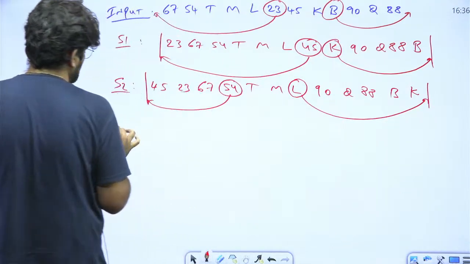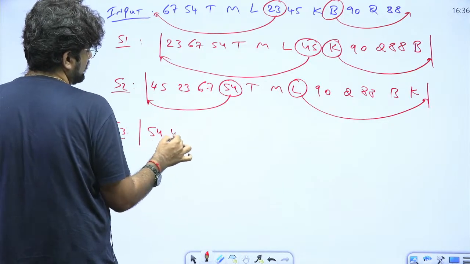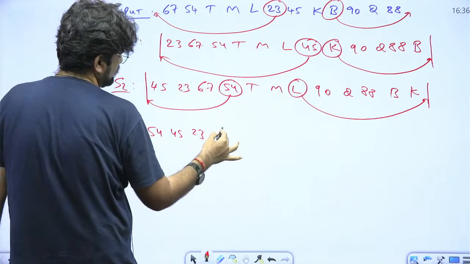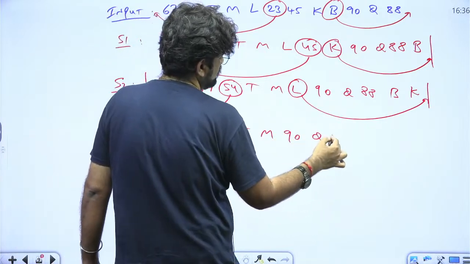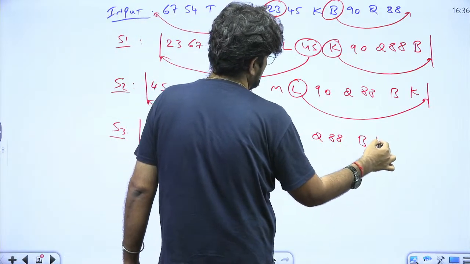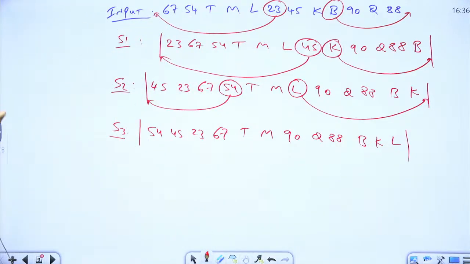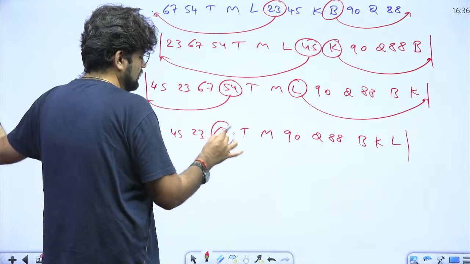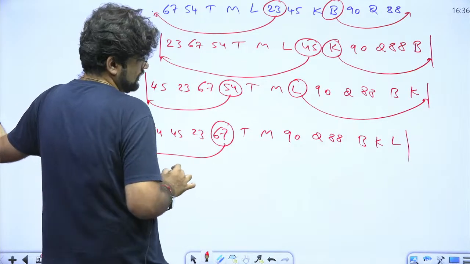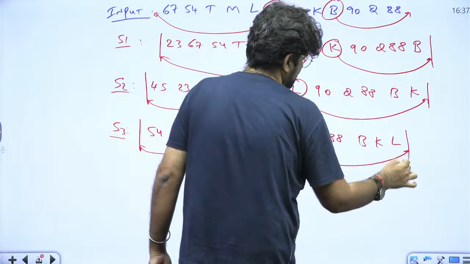Okay. So what is my step 3? Step 3 will be push back 54, 45, 23. Rest of them will be the same: 67, T, M, 90, Q, 88, B, K, L, push back. Okay. Next, after 54, the next number is 67. So we'll bring it here. And after L, the next is M. So we'll bring it there.